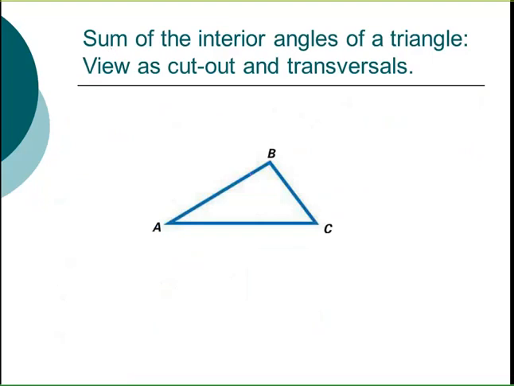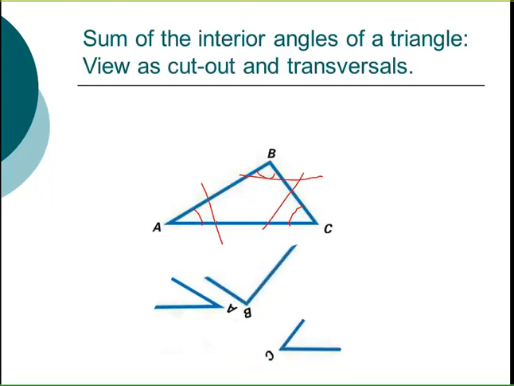Sum of interior angles of a triangle. I'm going to show you 2 different ways of looking at this, but there's a special property about what all the angles inside of a triangle add up to. If I cut these out, just like that, and lined them up, put them next to each other, there's A, there's B, there's C.